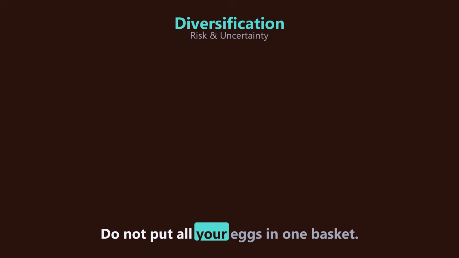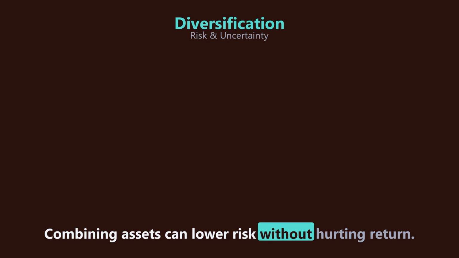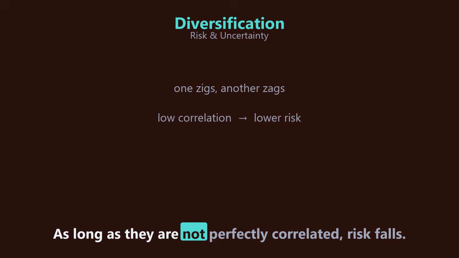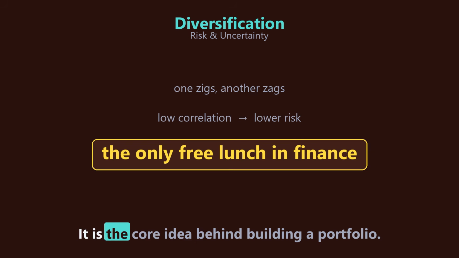Do not put all your eggs in one basket. Combining assets can lower risk without hurting return. When one investment zigs, another may zag. As long as they are not perfectly correlated, risk falls. This free lunch is called diversification. It is the core idea behind building a portfolio.